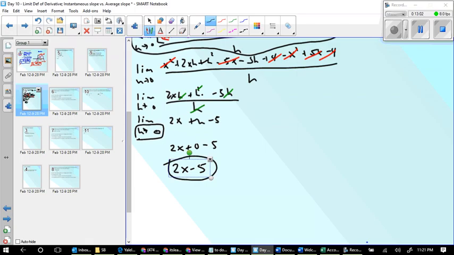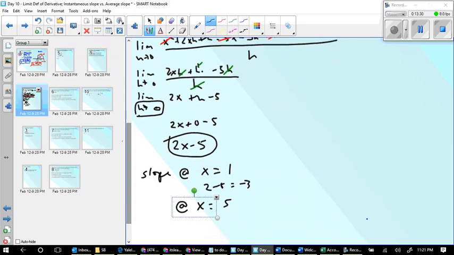Okay? This is the equation for the slope at every single point on my graph, which means if I wanted the slope at, say, x equals 1, I would plug in 1, and that would give me 2 minus 5, which would give me a slope of negative 3. So at x equals 1, I have a slope of negative 3. Or if I wanted the slope at x equals 5, I would plug in 5, and that would give me 10 minus 5, which means the slope at 5 would be 5.